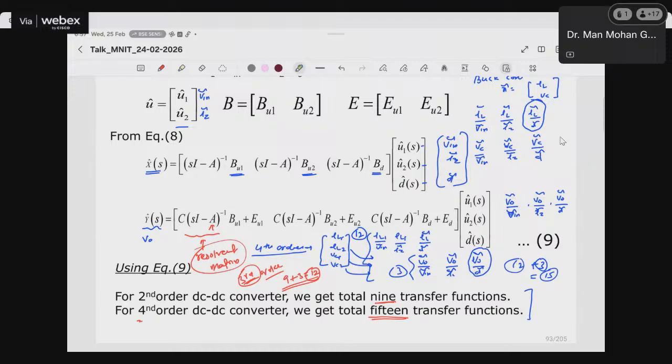Okay, so with this we end today's talk. We will meet tomorrow again with new experts and new topics, and I will continue the discussion. We will be discussing how to obtain the transfer functions for various converters and how to design the controllers, then their applications. Like that, we will be talking.